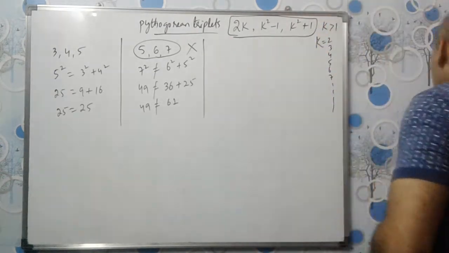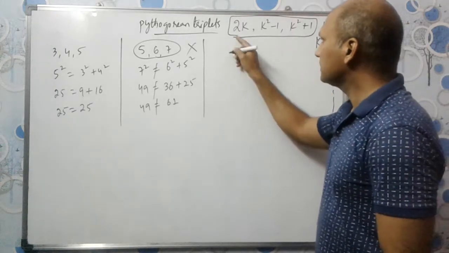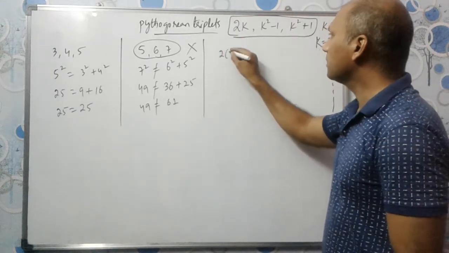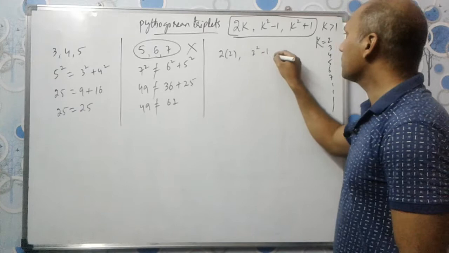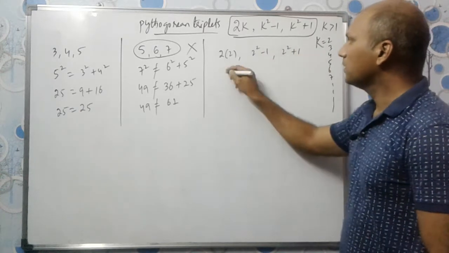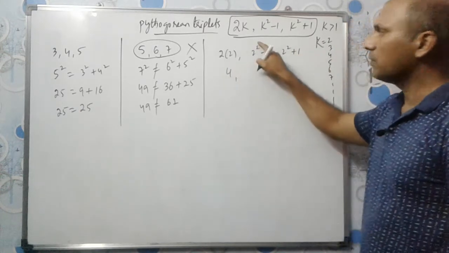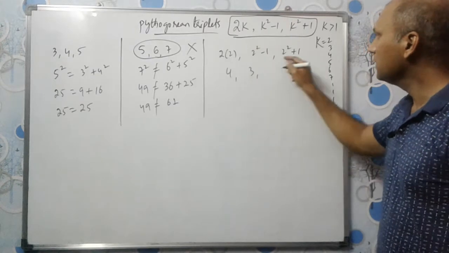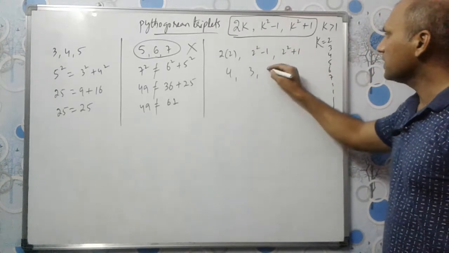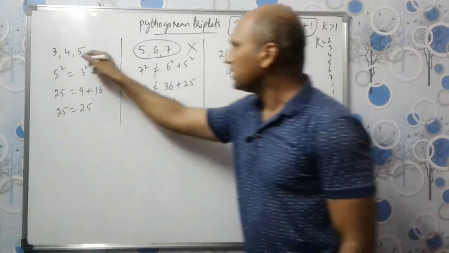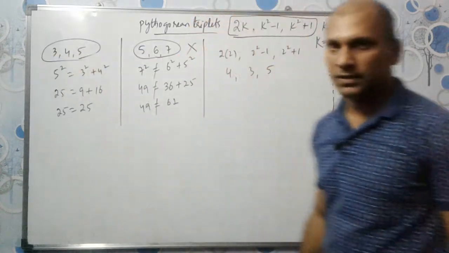Okay. What if k is equal to 2? See, if k is equal to 2, this will become 2 into 2, 2 square minus 1, 2 square plus 1. This is 4. 2 square is 4, 4 minus 1 is 3. 2 square is 4, 4 plus 1 is 5. So see, 3, 4, 5. Just now we checked these Pythagorean triplets.